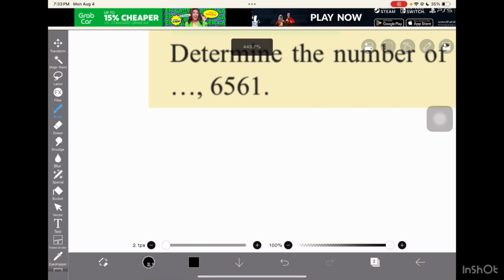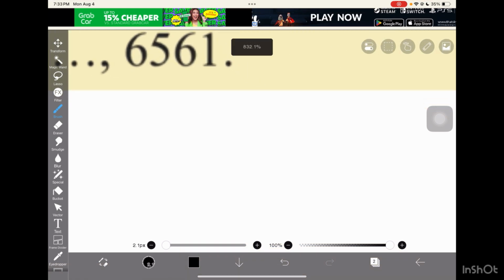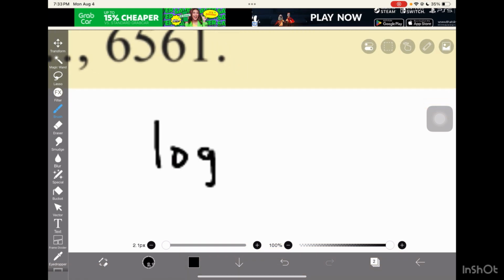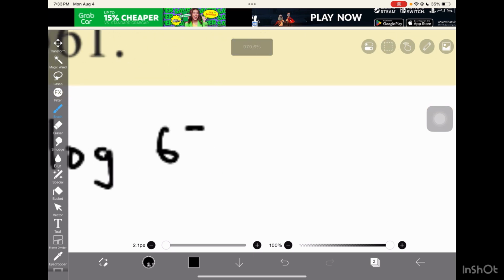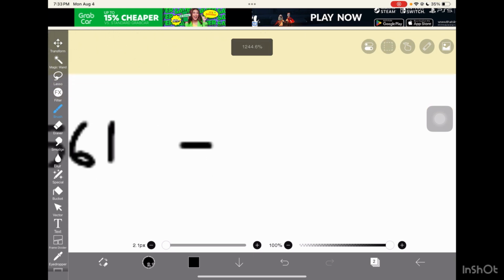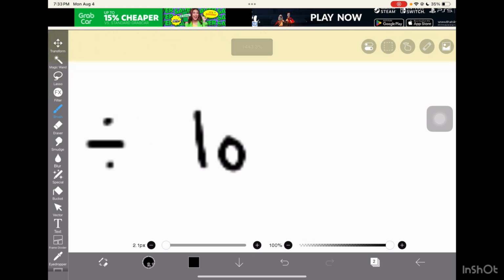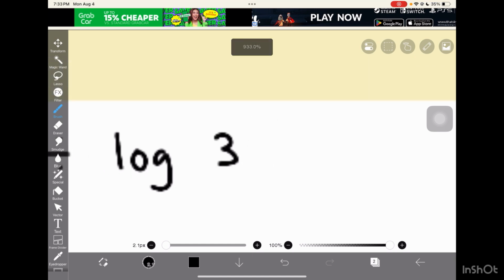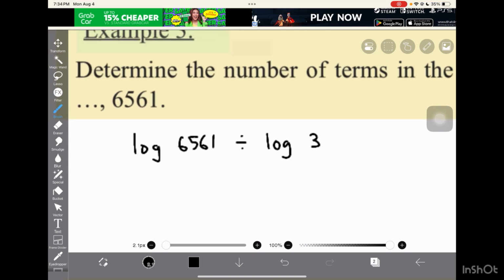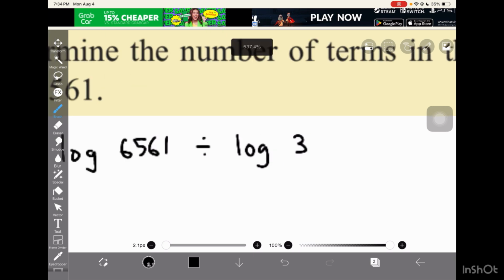So for logarithms, you can just simply find the log button and type log 6561 divided by log 3, and that will give you the answer. So let's type it together. Log 6561 divided by log 3 is equal to 8.